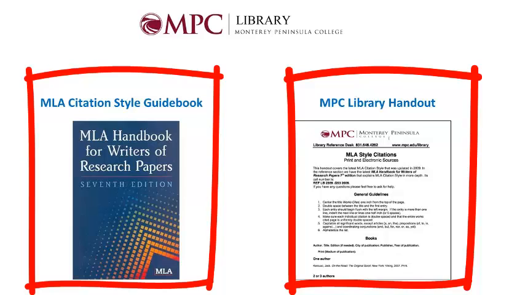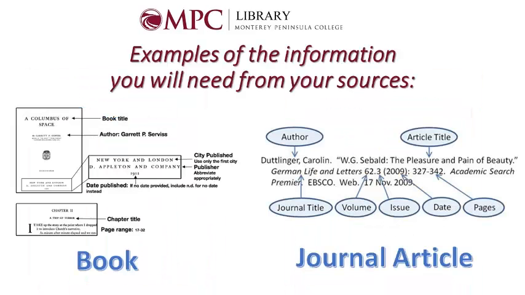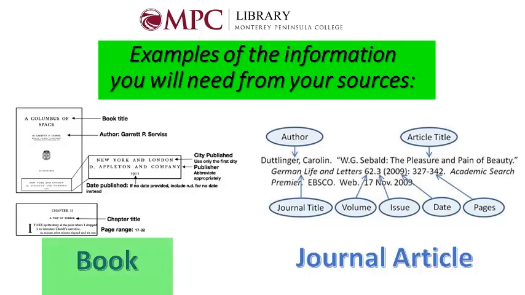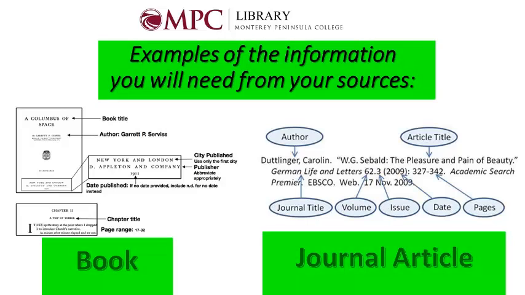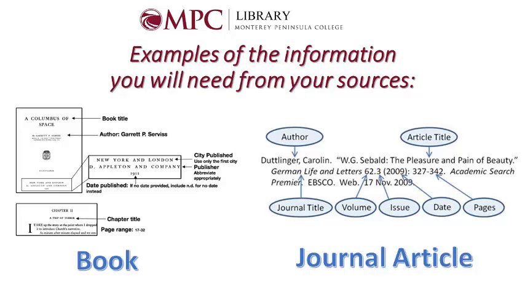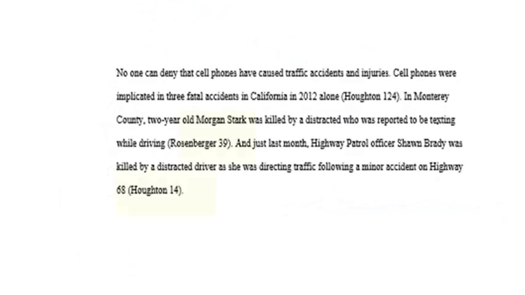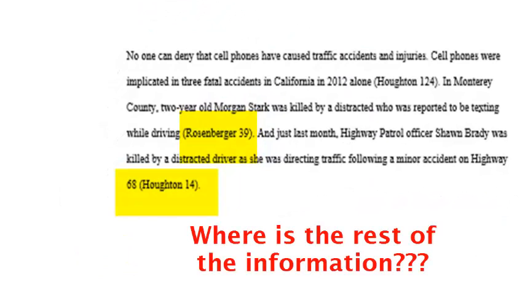First, you will need to find several pieces of information in your original source. Here are examples of the information you need from your book and your journal article. This information will tell your reader more about the source you used. How should this information be organized, and where does it go? Wait, is all this information included in the text of the paper? It looks like only some of it is there. Well, where does it all go?